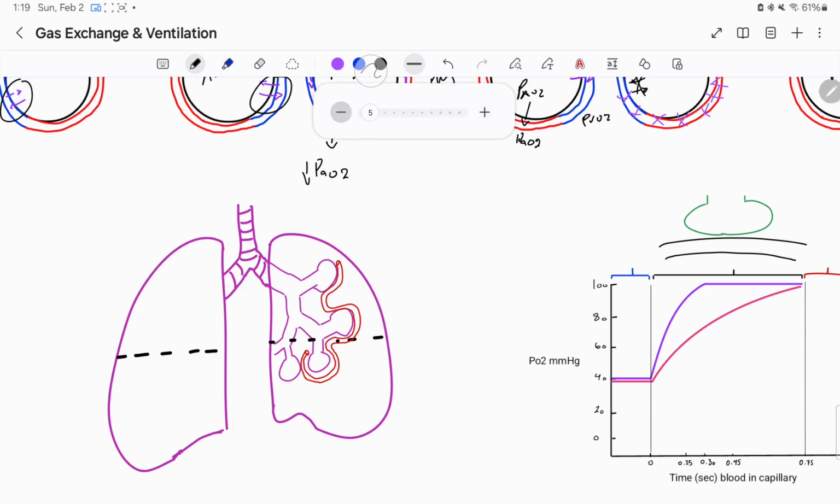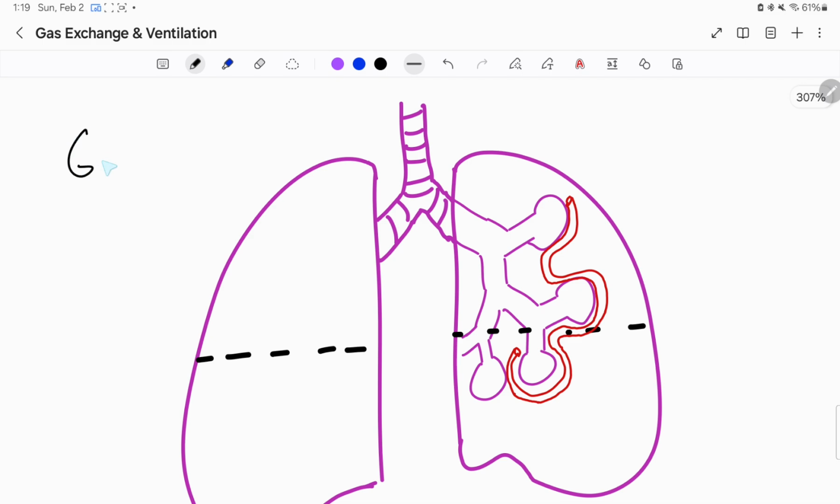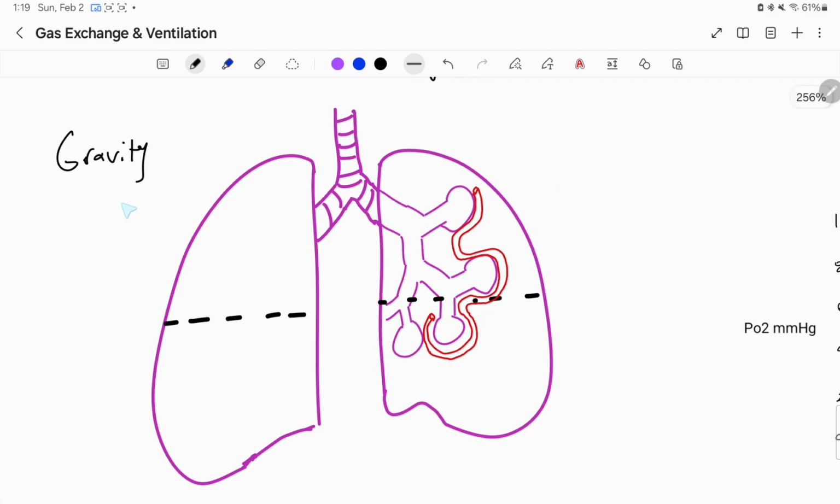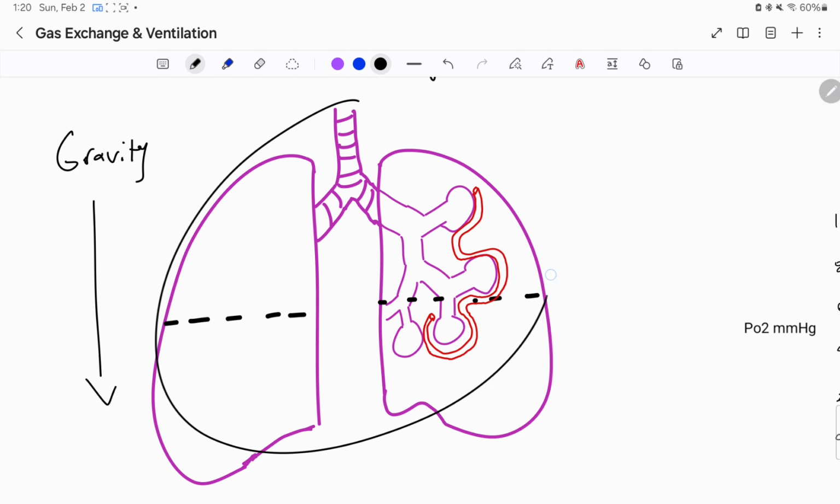And there are many reasons for that. One of which is gravity. You guys know gravity, it pushes down on us when we're standing up. When we're standing up, vertically, gravity's pushing down on us. So what do you think is going to happen to the blood flow, to the perfusion of this lung?